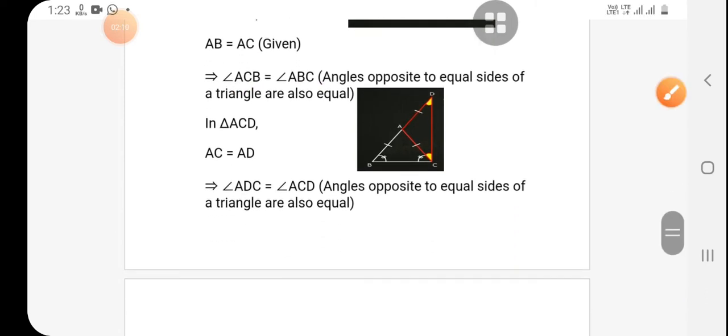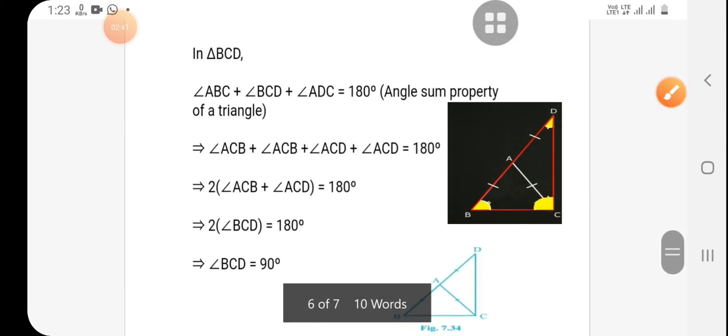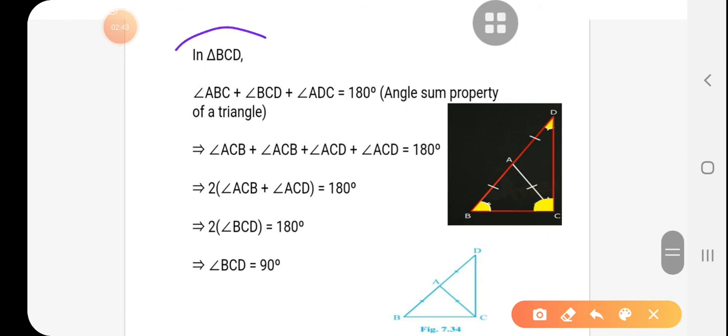Now take another triangle, that is triangle ACD. In this triangle, as AC is equal to AD, the opposite angles will be equal. So this angle ACD is equal to angle ADC, this angle. So these two angles will be equal because angles opposite to equal sides of a triangle are also equal. So we get two equations or conditions.